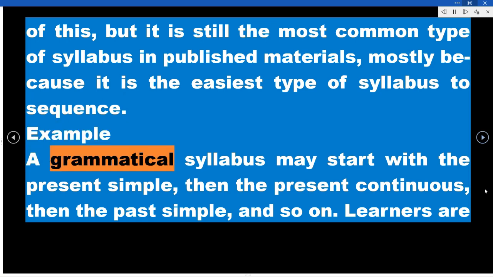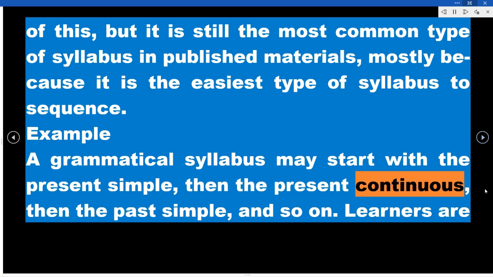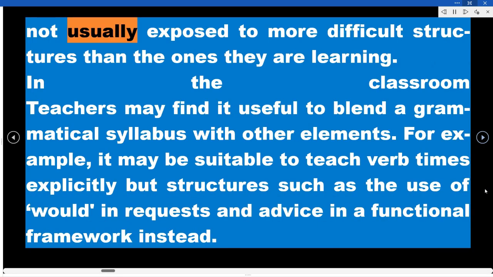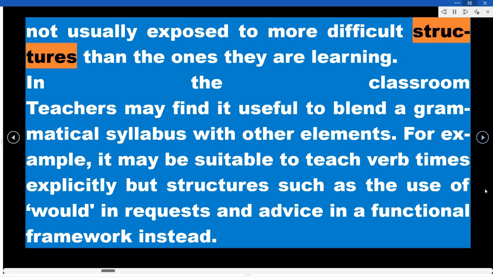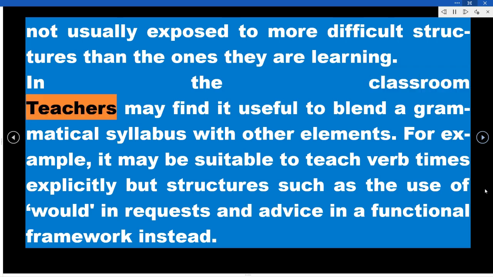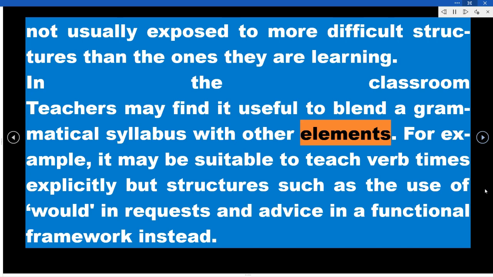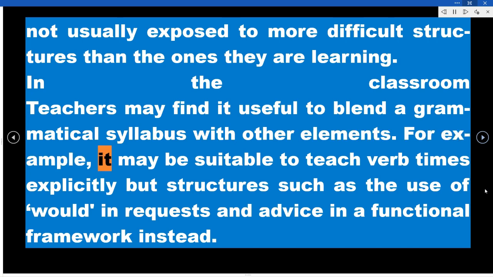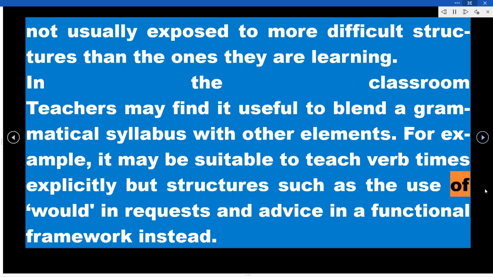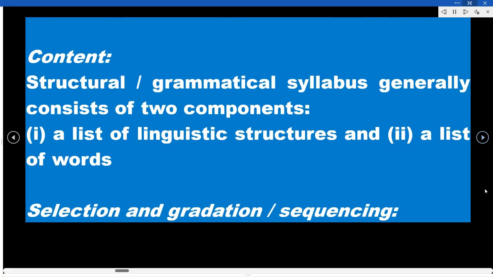Example. A grammatical syllabus may start with the present simple, then the present continuous, then the past simple, and so on. Learners are not usually exposed to more difficult structures than the ones they are learning. In the classroom, teachers may find it useful to blend a grammatical syllabus with other elements. For example, it may be suitable to teach verb times explicitly but structures such as the use of would in requests and advice in a functional framework instead.